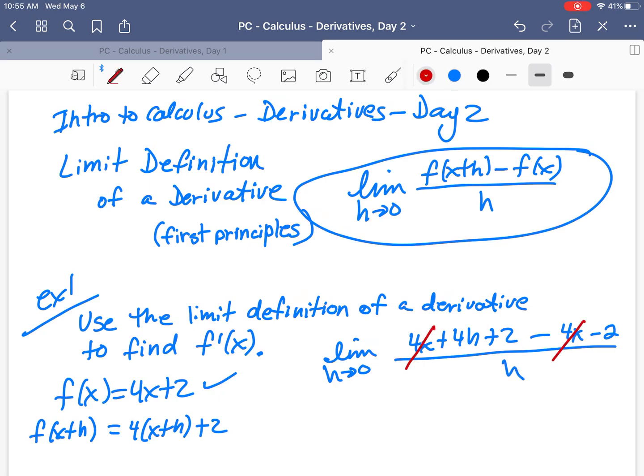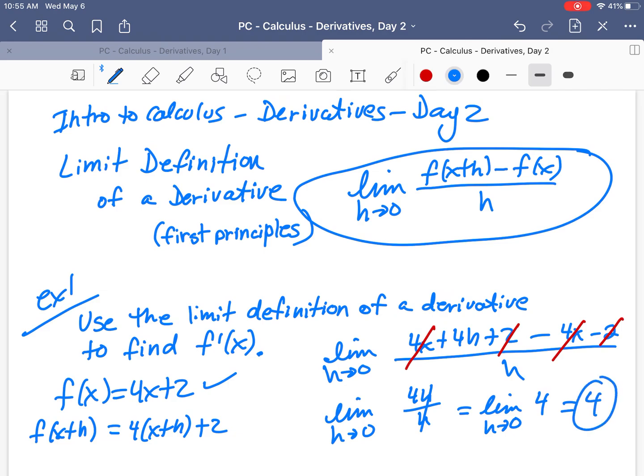All right, so let's do some canceling. So that goes away, the 2's go away. And so what I'm left with is my limit as h goes to 0 of 4h over h. And then the h's cancel. So what I'm left with is the limit as h goes to 0 of 4. And the limit of 4, as you learned last time, is just 4.